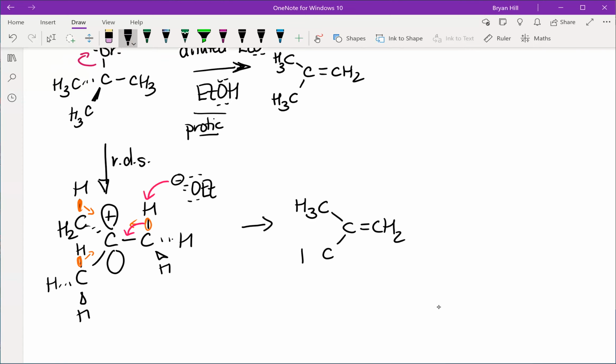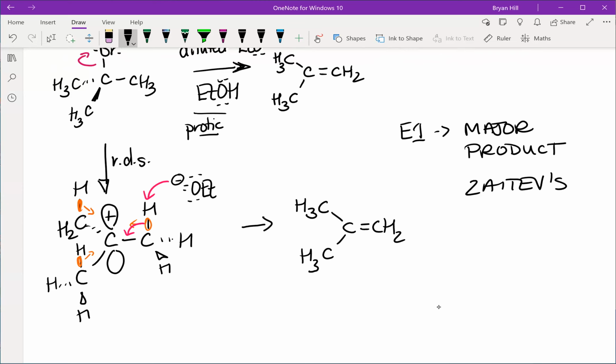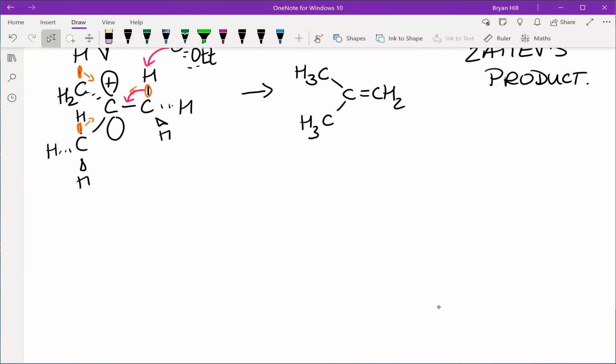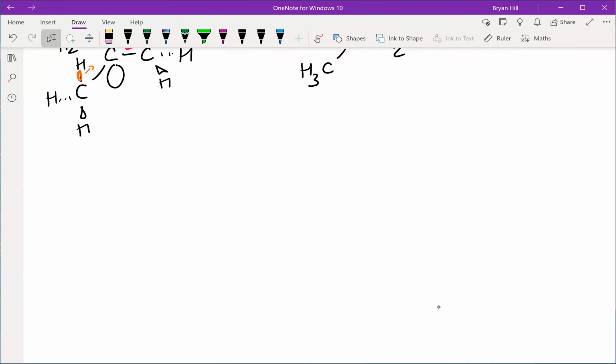CH2, CH3. But typically for E1 eliminations, the major product is the Zaitsev's product. Because if we're looking at our energy diagram, the second step is going to resemble the carbocation, and it's going to be hyperconjugated in a way so that you're going to form the most stable double bond.